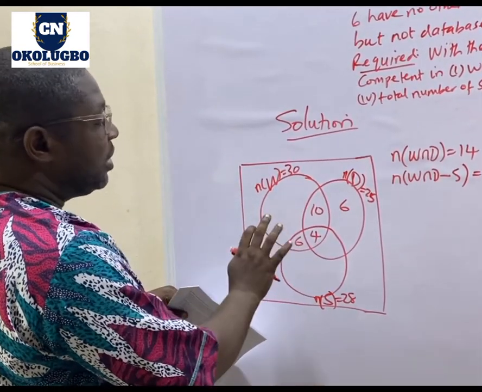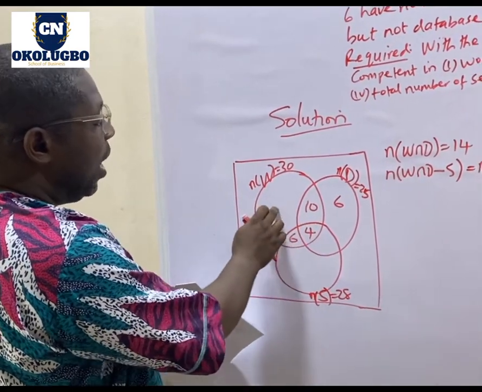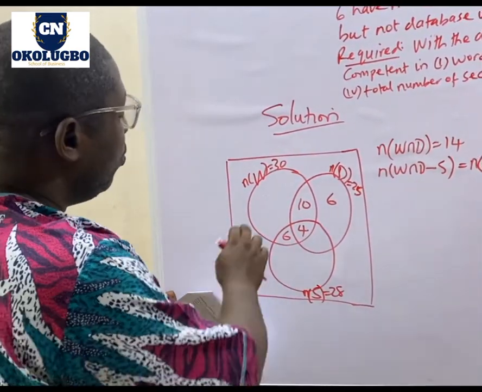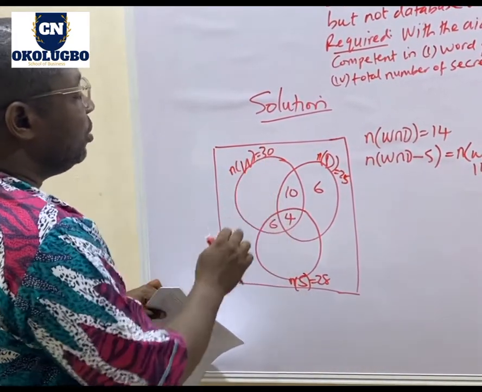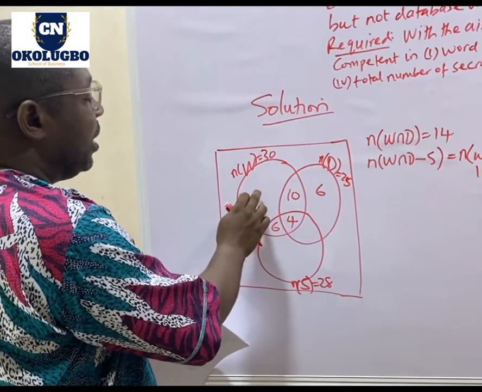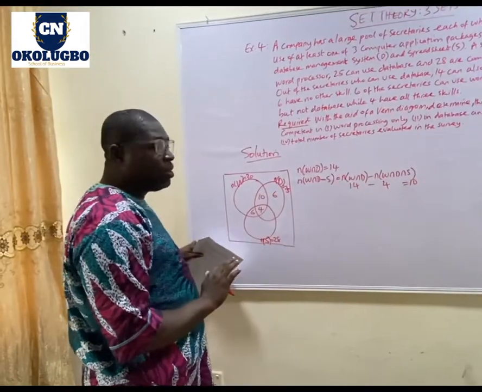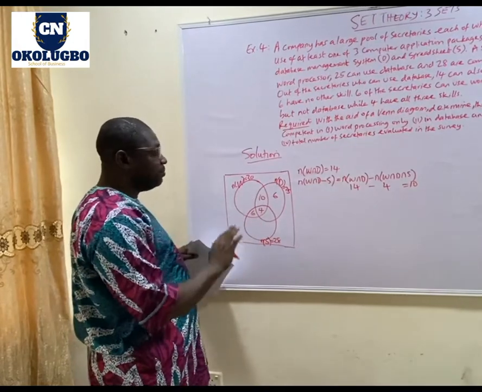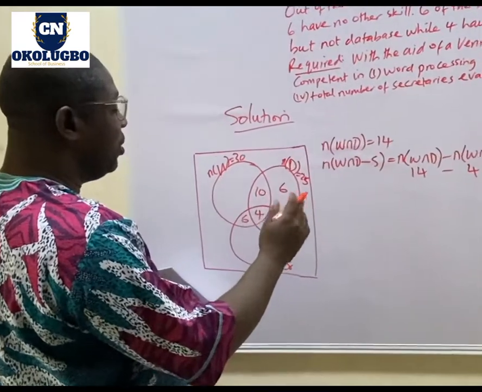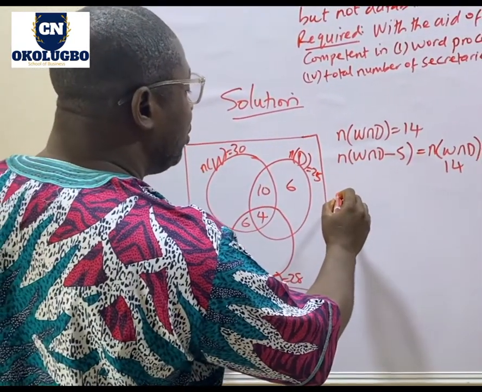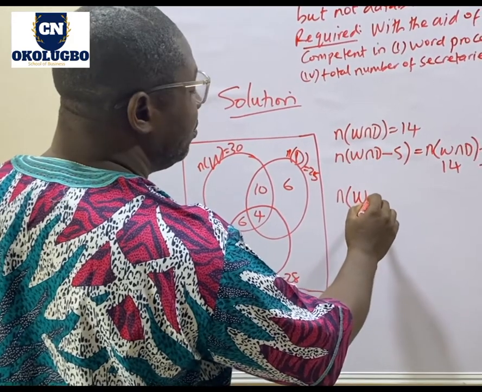So we have 4 sections in the pie: 1, 2, 3, 4. So how do we get this one? We'll get this one by adding up these values and deducting from 30. That's how we get Word only. But let's write that in set theory notation. So we want to get the number of Word only.